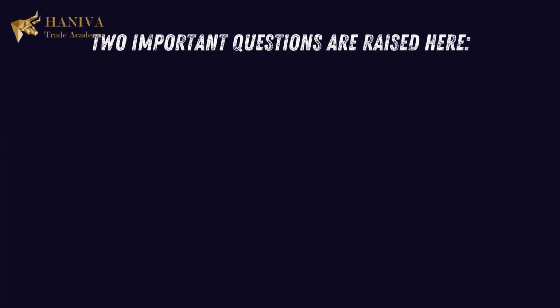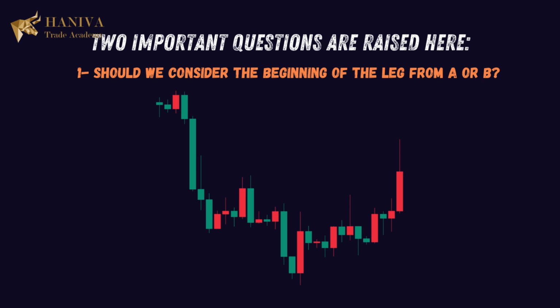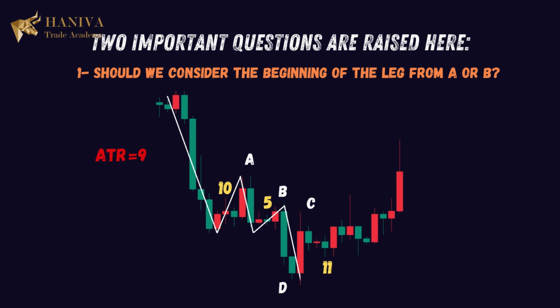2 important questions are raised here. 1. Should we consider the beginning of the leg from A or B? We have a general rule for identifying a leg. If we have a reversal greater than the ATR of that time frame in the price movement path, we should consider the beginning of the leg from the end of the price reversal. Here, the upward movement before point A is greater than the ATR of the respective time frame. So we should consider the beginning of the leg from point A.